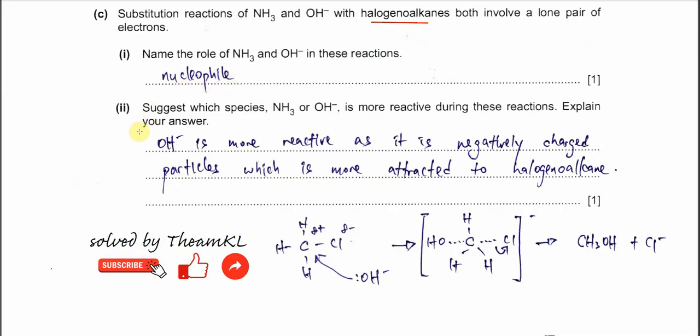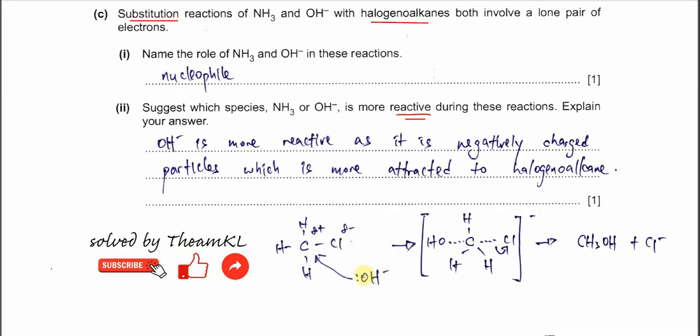Okay, so part 2. Suggest which species, ammonia or hydroxide, is more reactive during this reaction. Explain your answer. So the reaction refers to a substitution reaction. Okay, I give you one example. Let's say now we have the chloromethane. So the chloromethane will more likely react with hydroxide because hydroxide is negatively charged.